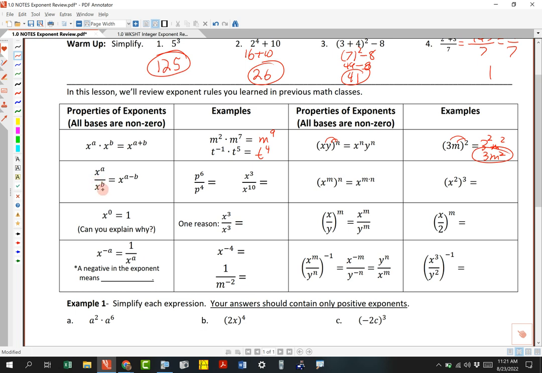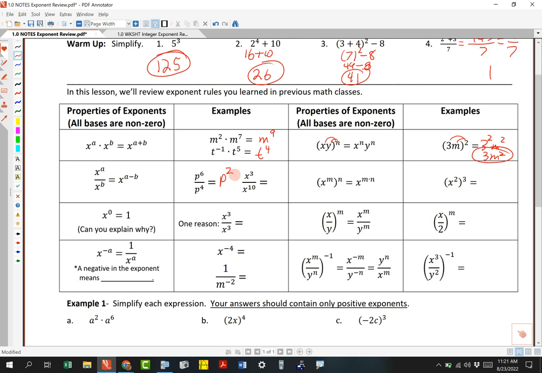Quotient property of exponents. Kind of makes sense. If we're multiplying and we add the exponents, then if we're dividing, we're going to subtract the exponents. We're going to subtract the bottom from the top, if you want to think of it that way. So this one's going to be p to the 6 minus 4. So that's going to end up being p to the second.